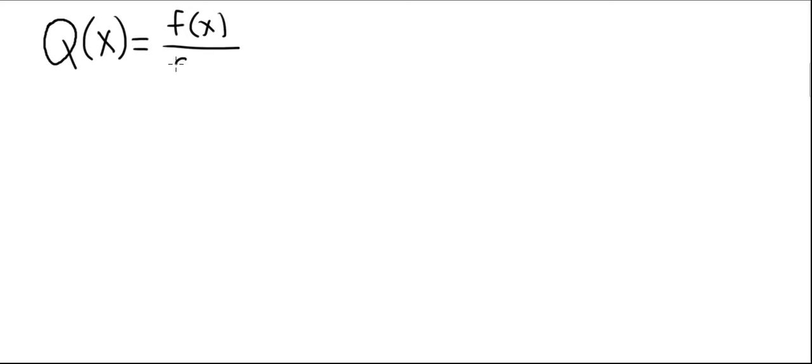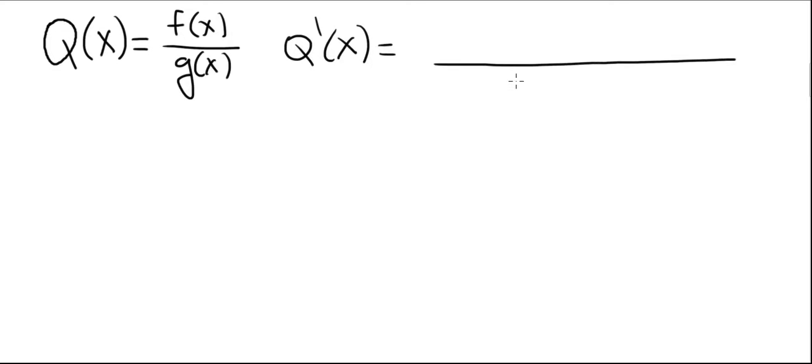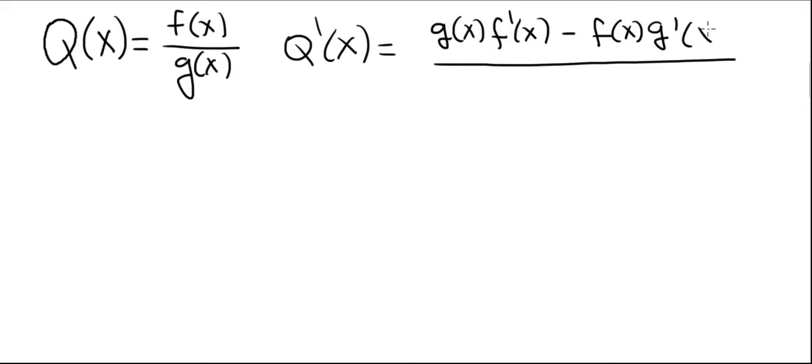We're going to use the definition of the derivative to derive the quotient rule of differentiation. So let Q(x) be the quotient of f over g. And we're going to show that Q'(x) equals g(x) times f'(x) minus f(x) times g'(x), divided by g(x) squared.